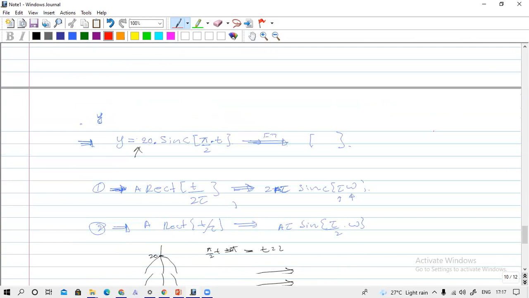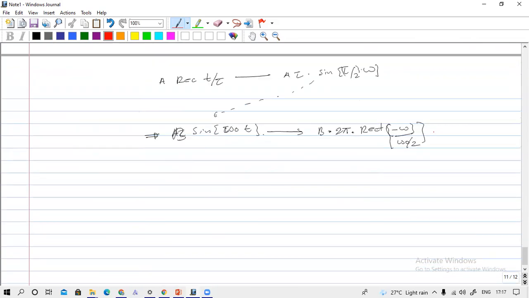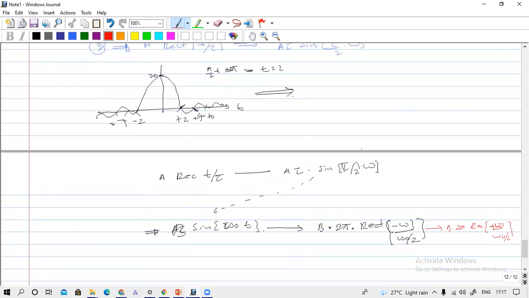I forgot to tell you that one. Okay, so here, instead of minus omega, we can directly write it: B to 5 rect of plus omega by omega naught by 2, like this. It's plus here, not minus. So you can now compare it with this signal.